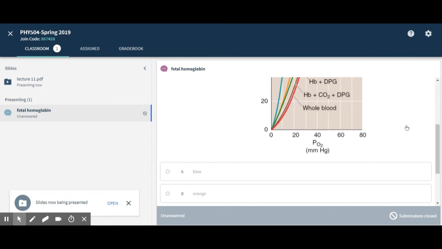So we're more likely to deliver our oxygen to the fetus because we can bind one of those metabolically active byproducts faster than the hemoglobin fetal value.